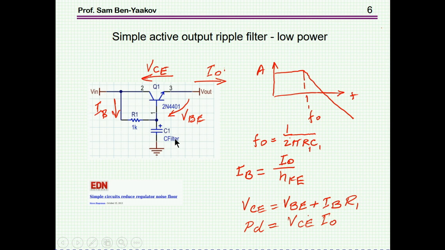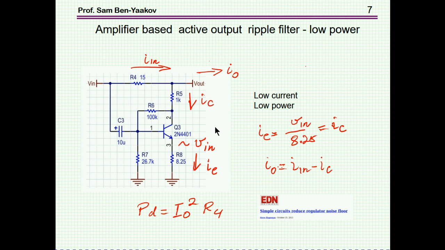So there is a problem here, and this is why this is really suitable for low power, maybe tens of milliamps, and that's it, not for high power. Another low power solution would be to have a parallel or shunt connection.